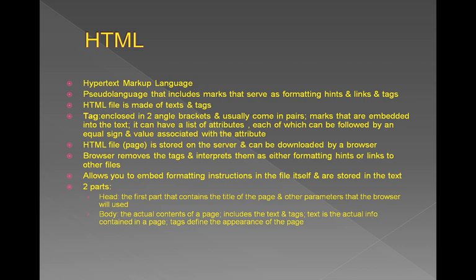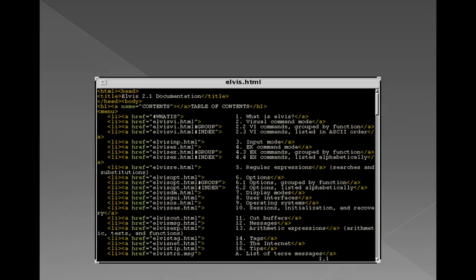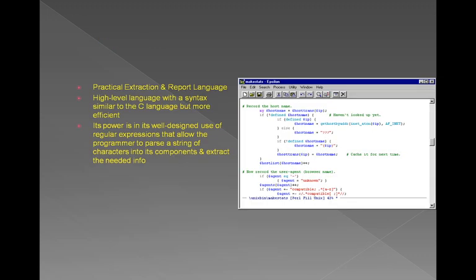Text is the actual information contained in the page. Tags define the appearance of the page. This is an example of HTML code.